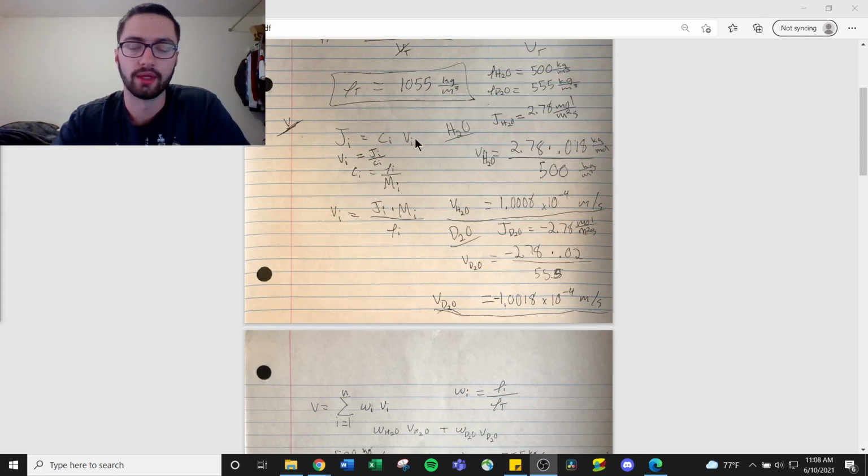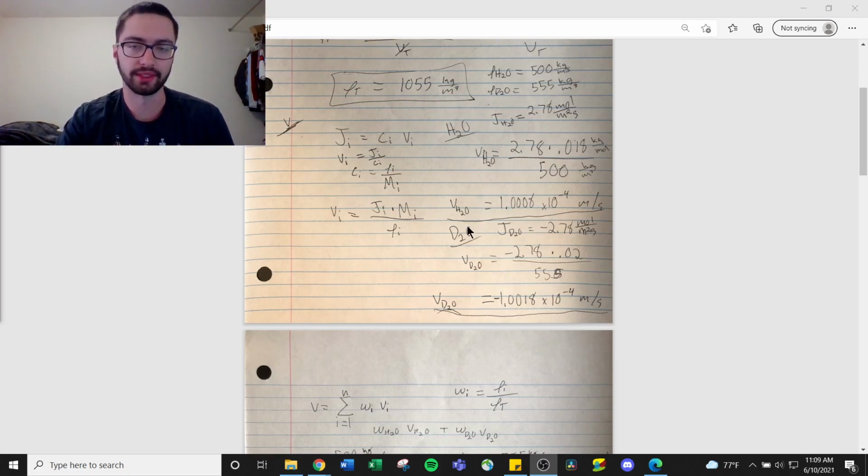To find the velocity of a component, you just plug in what you know and solve for the velocity. So the velocity of H2O is equal to the given molar diffusion flux, and since H2O is diffusing to the right, that's going to be positive. So it's equal to the molar diffusion flux multiplied by the molecular weight in kilograms per mole over the mass concentration. And this ends up being 1.0008 times 10 to the negative 4th meters per second.